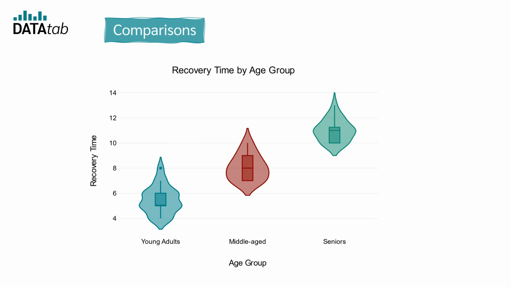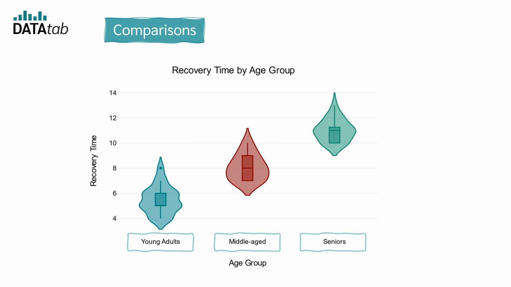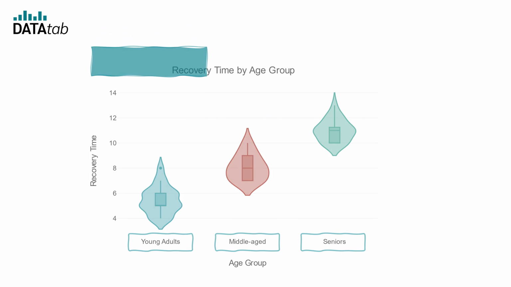Comparisons. One of the strengths of a violin plot is its ability to display distributions of multiple categories side by side, making it easier to compare distributions across different categories or groups.